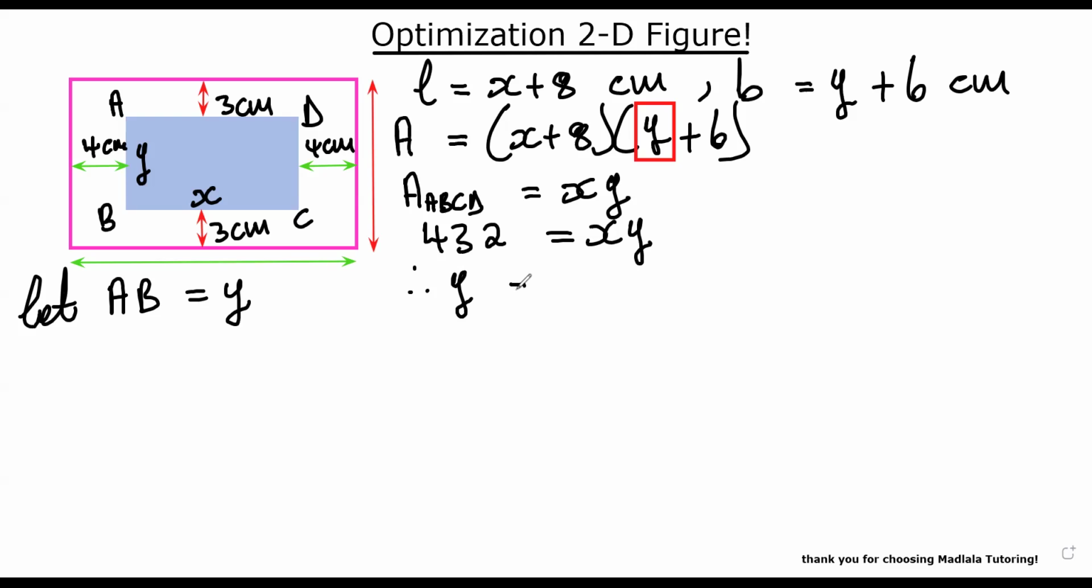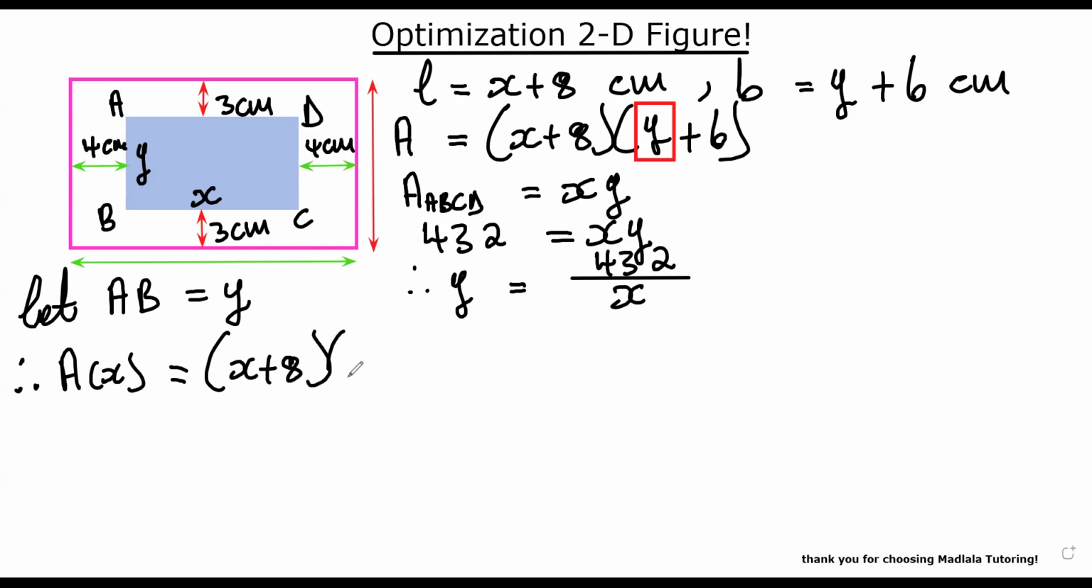So if you make y the subject, then you simply get 432 and you divide this by x. So this therefore means the area in terms of x is just going to be (x + 8) multiplied by y, which is now 432 over x, and then we say plus 6. But of course, it's still not in the form that they are asking from us.